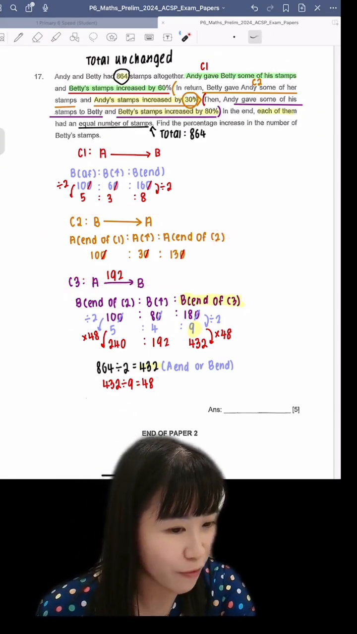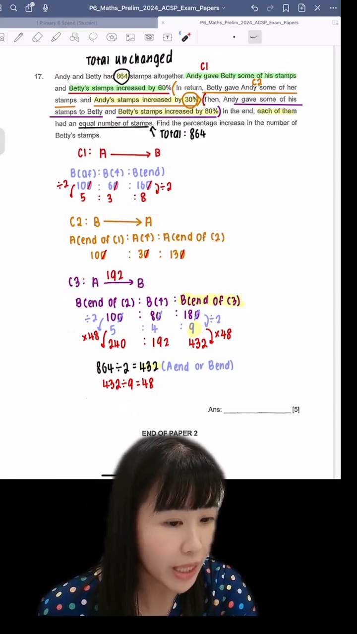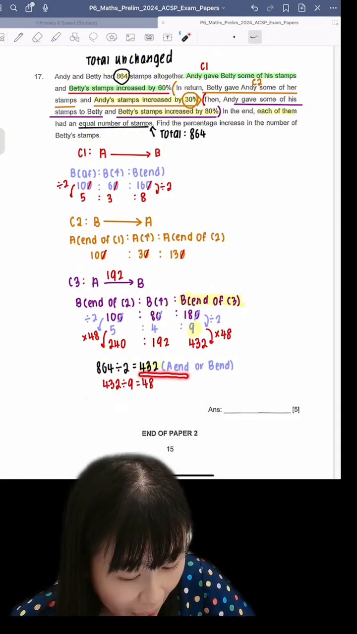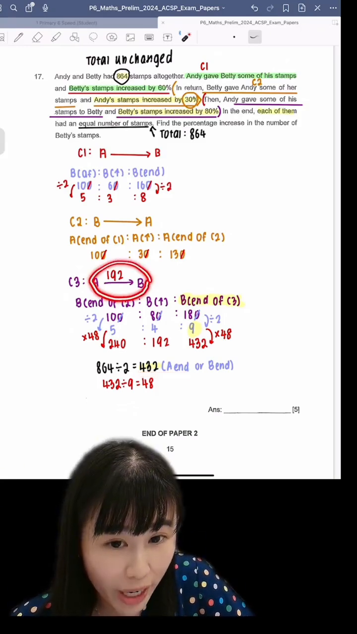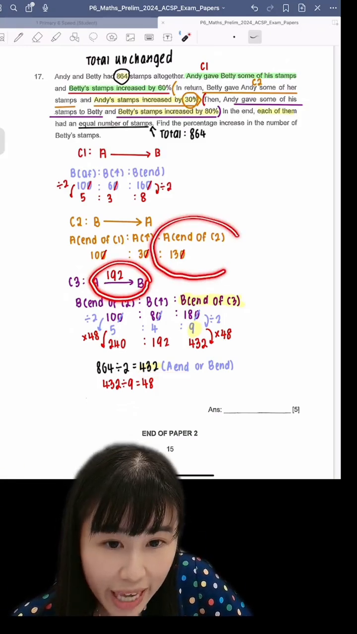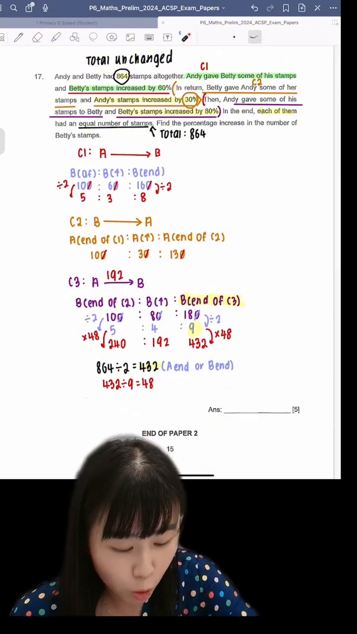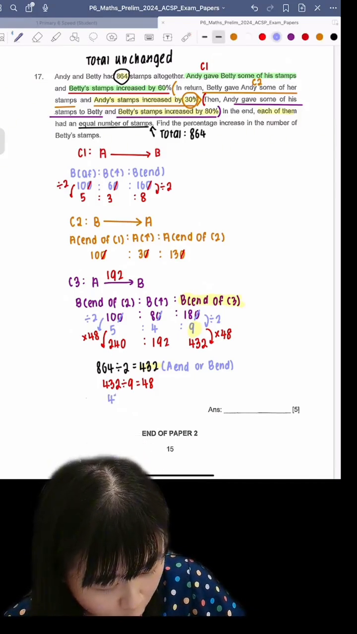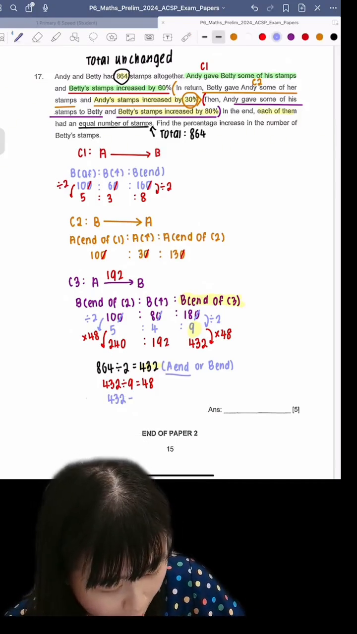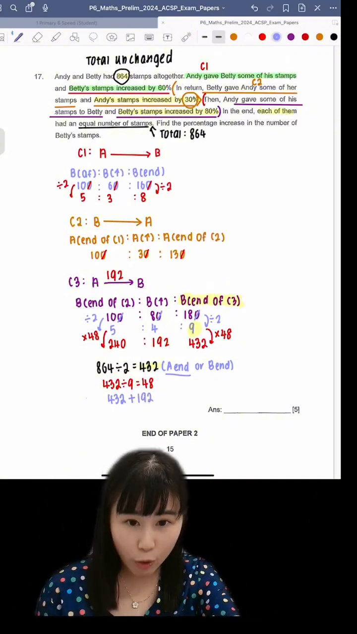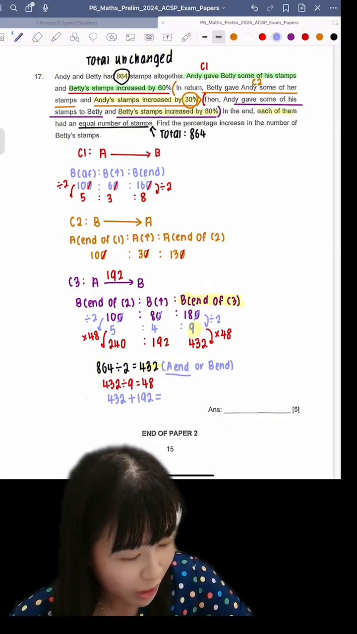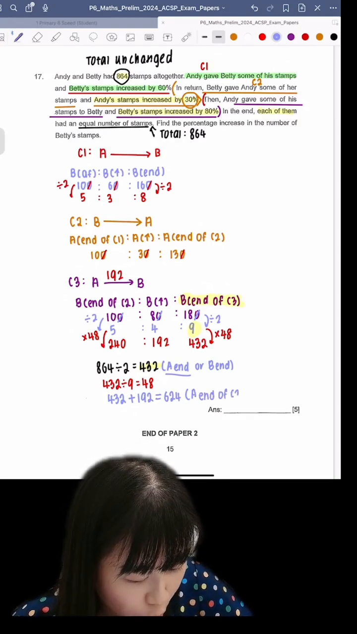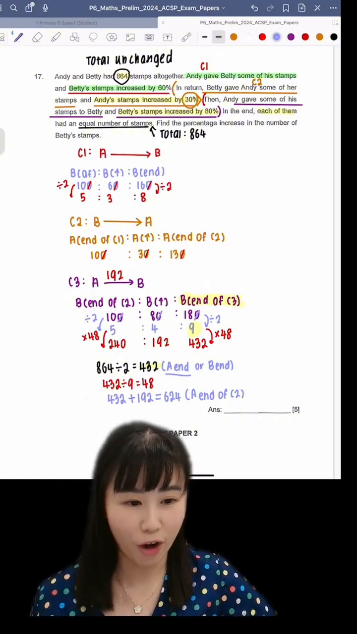Very good. 432 plus 192. That is the correct step. But let me tell you why it is 432 plus 192. Because A in the end got 432, but that is after A gave B 192, right? So if you want to find A at the end of change 2, you need to reverse that change. You need to take back the 192 that A gave to B. You take 432, which is what A has in the end, and add back the 192 that A gave to B. Makes sense or not? So 432 plus 192 is 624. That should be what A is left with at the end of change 2. Can you all understand this one? This is very, very confusing.